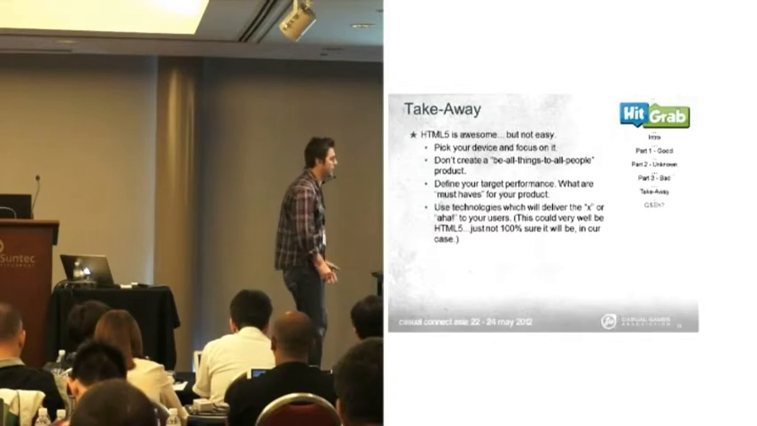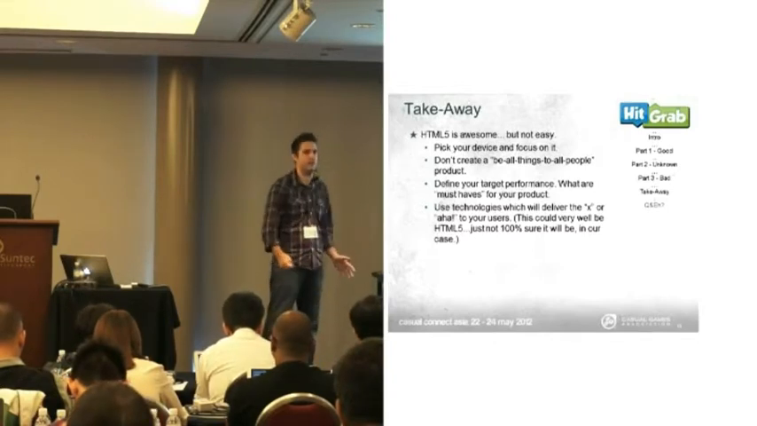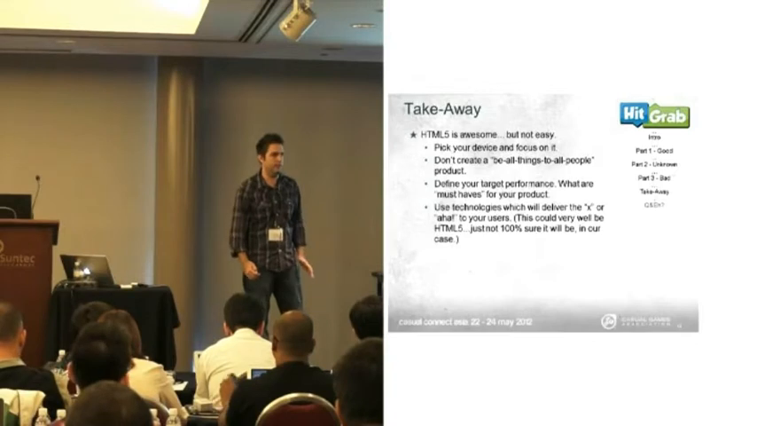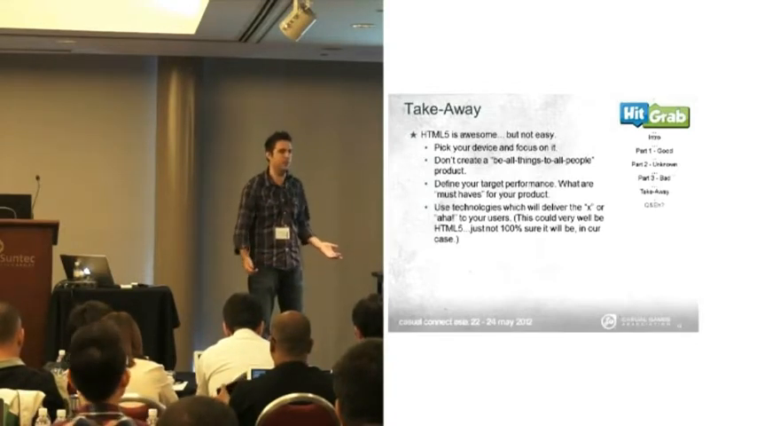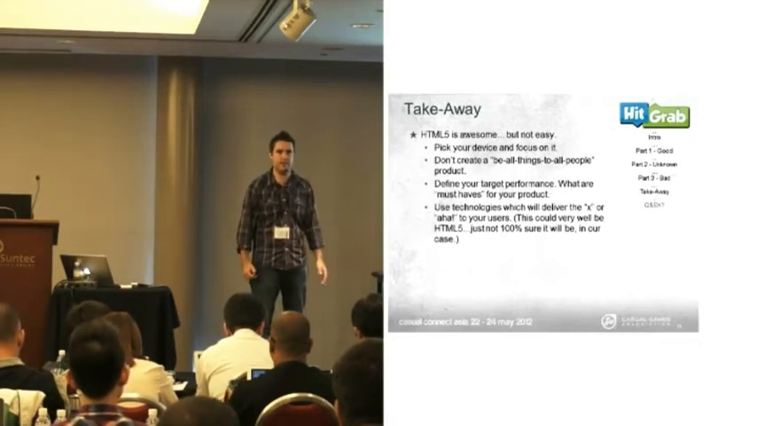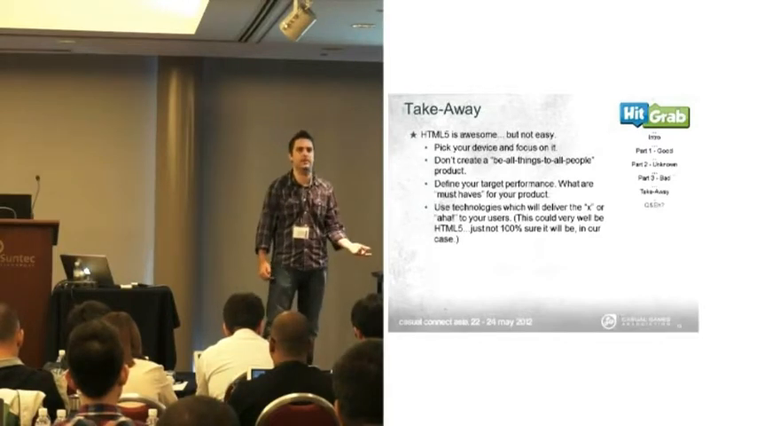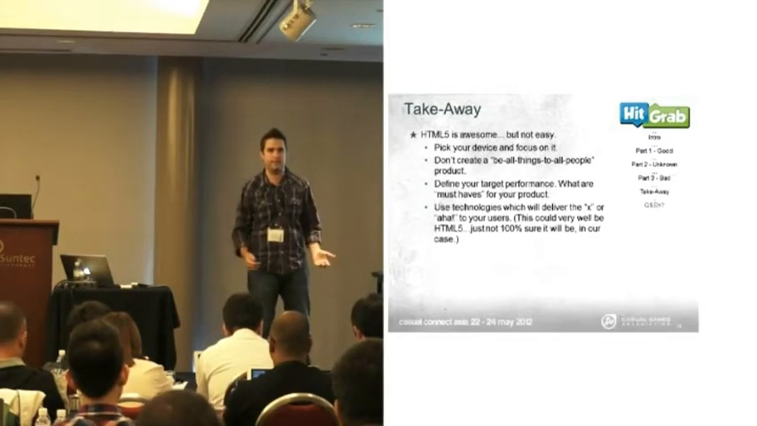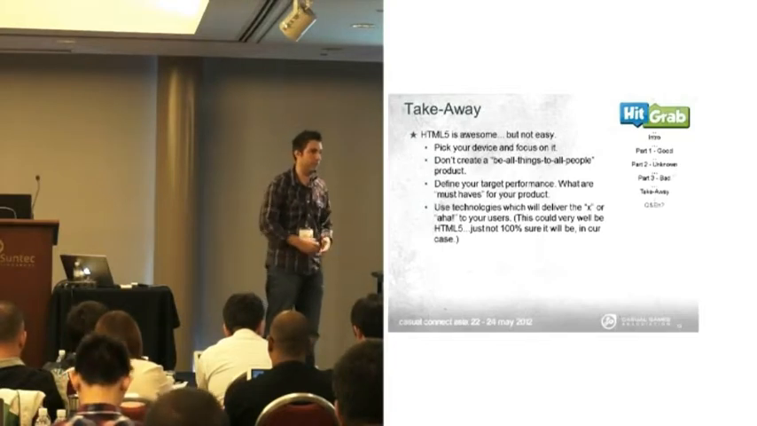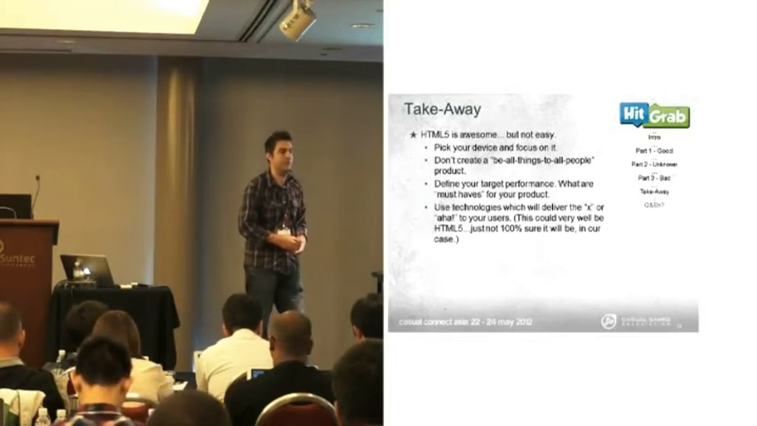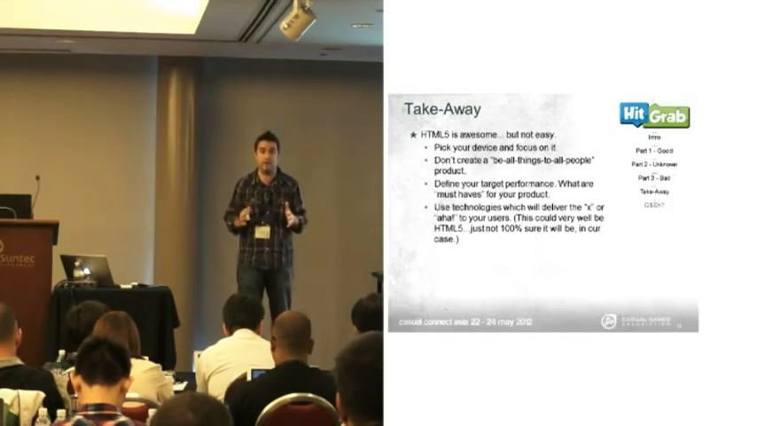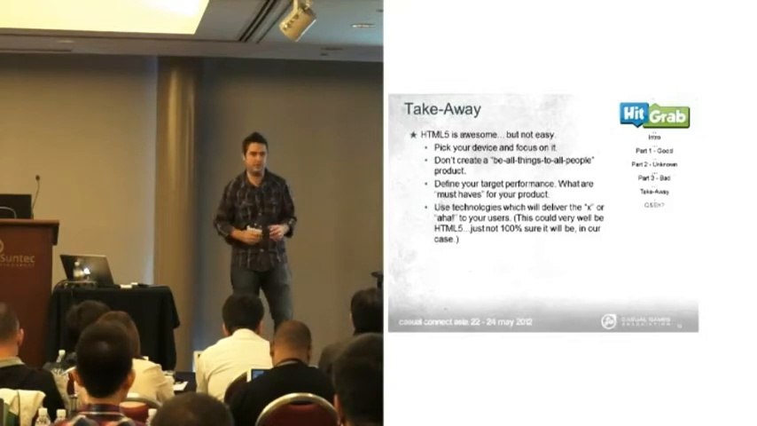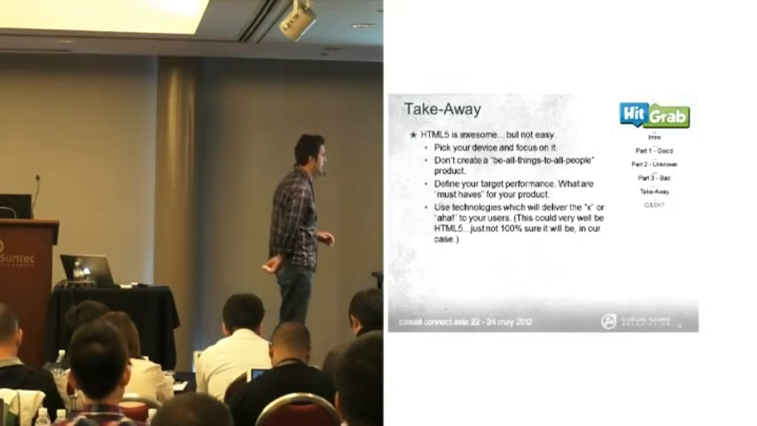Don't create a be-all-things-to-all-people product. It's not impossible to know the browser dimensions of every Android device, but someone said there's 3,997 variants of Android in the world. And so it's nearly impossible as a developer to take them all into consideration and make the user experience on each one amazing. So figure out the subset and then work with those.